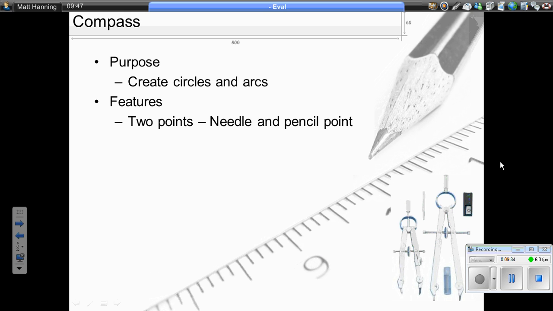Compasses. I believe Tiffany, you said it. Draws an arc or a circle. Arc or a circle. Very good.